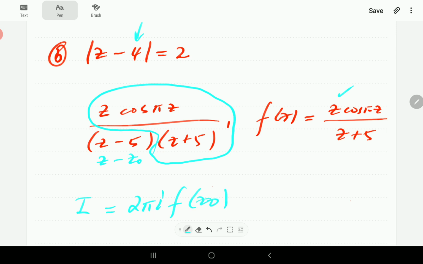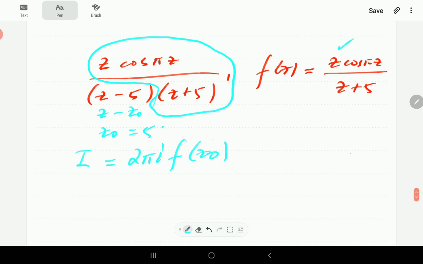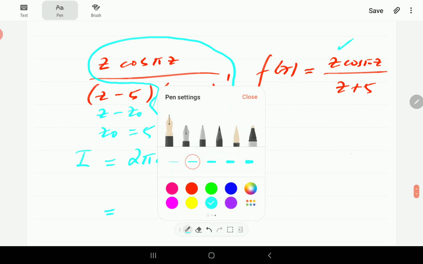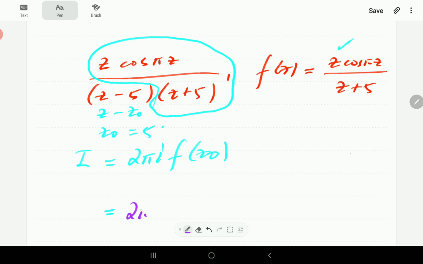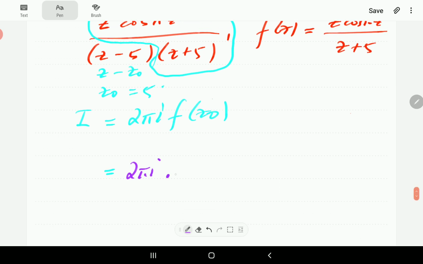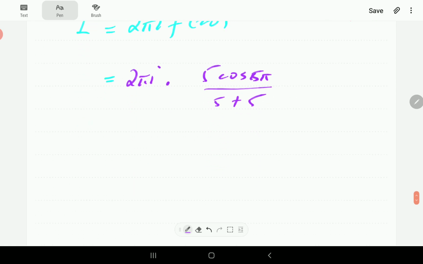z naught is 5. So we just need to plug in 5 into this thing here and multiply it by 2 pi i. So it's going to be 2 pi i times 5 cosine 5 pi divided by 5 plus 5. Cosine 5 pi is negative 1. 5 over 5 plus 5 is 1 over 2. So it's going to be 2 pi over 2 times negative 1, which is minus pi i.